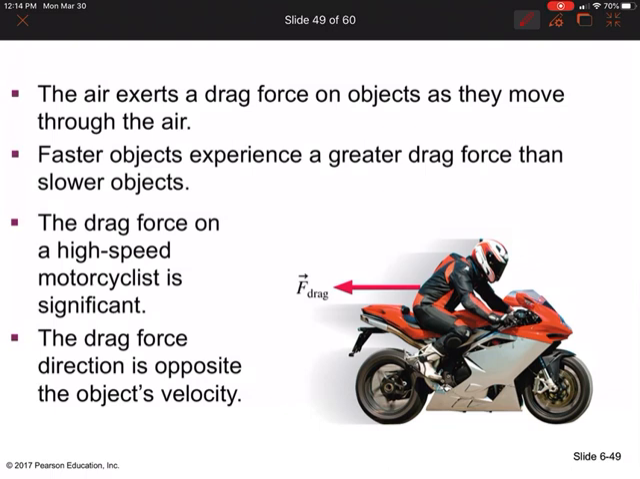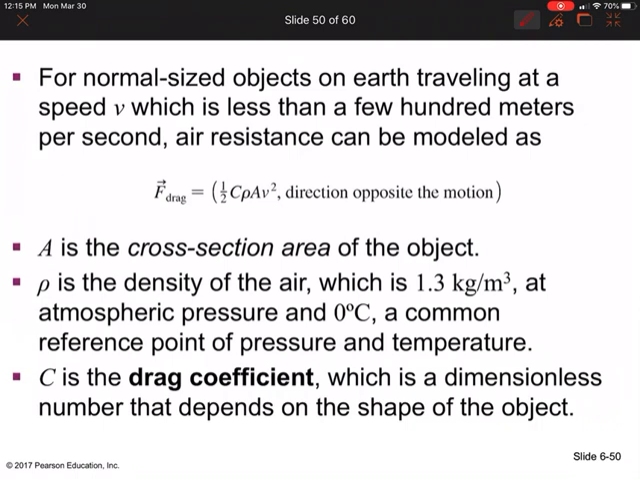And this is saying that if you think about drag, you probably think about drag racing. If this guy on this motorcycle is driving down the road, then he's going to feel some drag. He's going to feel a force that's pushing against him. So faster objects experience a greater drag. The faster you go, the more drag you're going to have. And the drag force is going to be opposite of the object's velocity, just like friction.